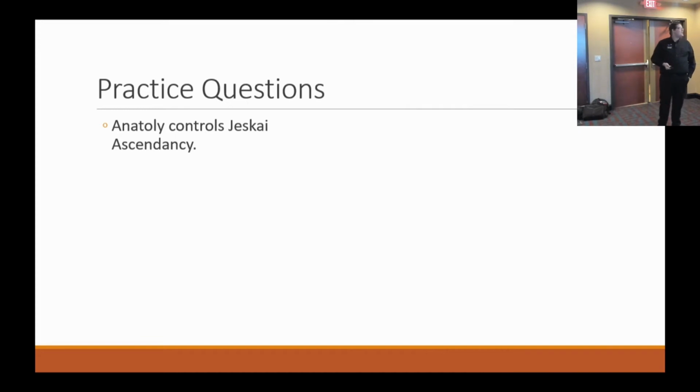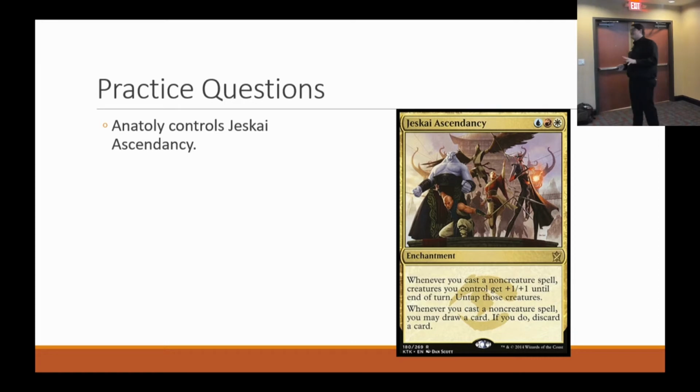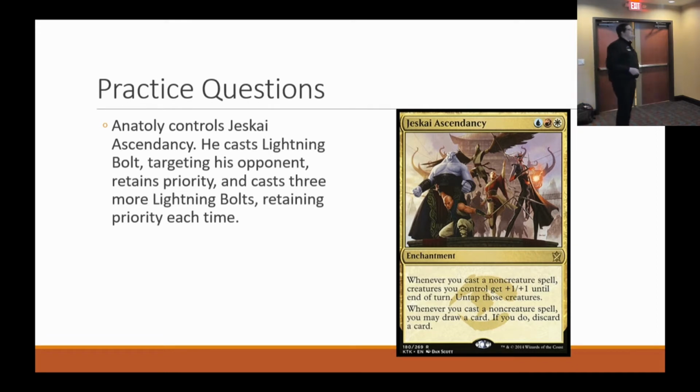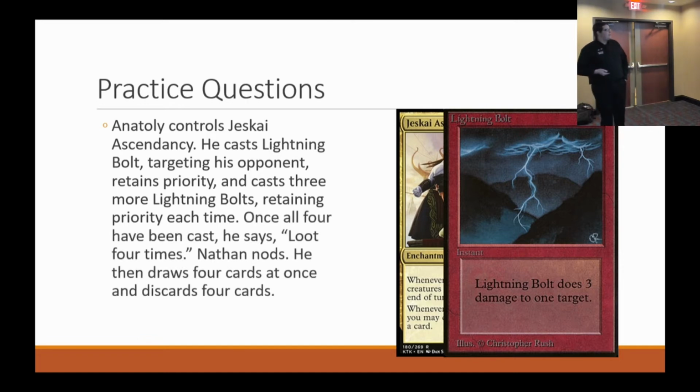Anatoly has Jeskai Ascendancy. Hey, my last slideshow had Manifest. I'm a huge fan of corner cases. He casts Lightning Bolt, targeting his opponent. He retains priority and casts 3 more Lightning Bolts, retaining priority each time. The opponent doesn't respond. Once all 4 have been cast, he says, loot 4 times. Nathan nods. He then draws 4 cards at once and discards 4 cards.